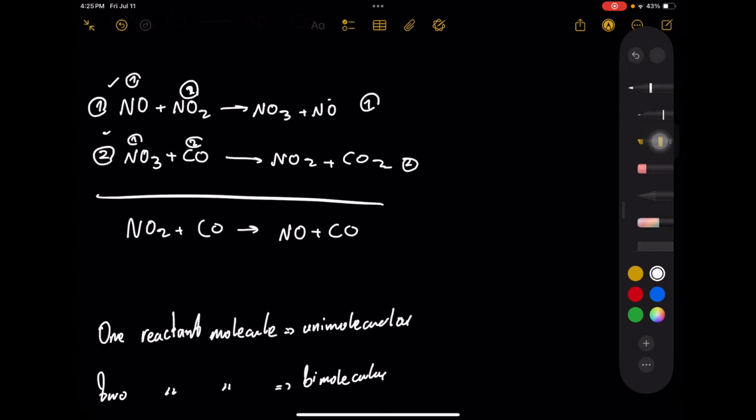Now, NO2 and NO2 cancel each other out, and NO3 will also cancel NO3 in the second reaction. And if you have noticed, NO3 does not appear in the overall reaction. We have NO2, but not two of them. A species that is involved in an elementary step of a mechanism but does not appear in the overall reaction is called an intermediate. But to be more specific, the species that is consumed first and then produced again is called a catalyst.